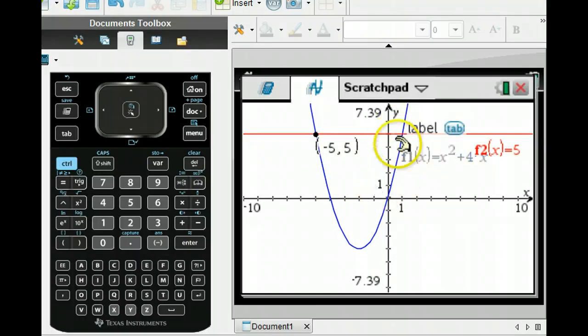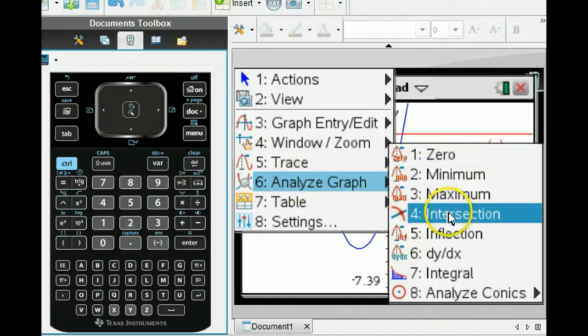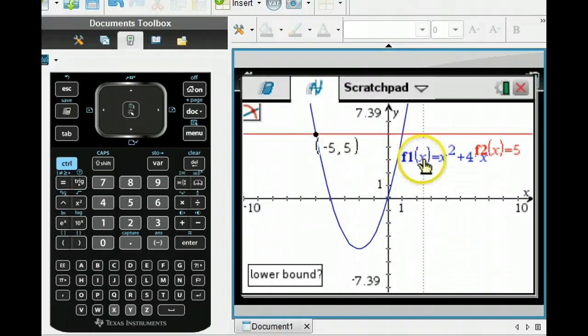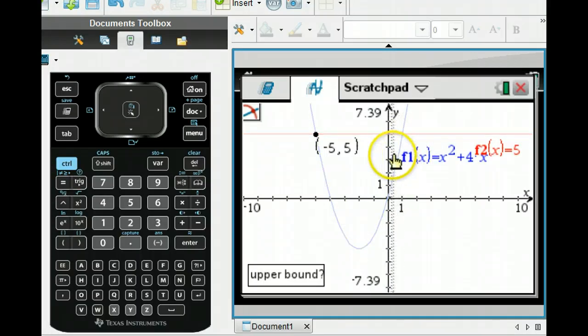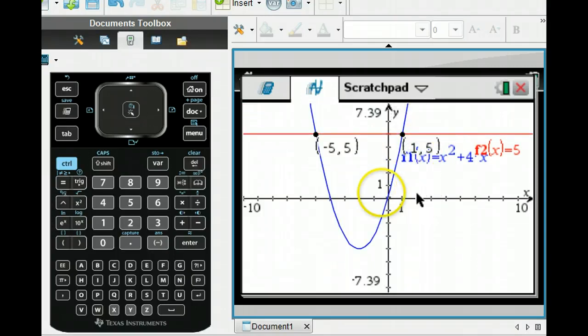Now I'm going to do the same process again, but for this one over here. So again, I'm going to go into Menu, Analyze Graph, and Intersection. So you go Menu, 6 is my option, then option number 4. Again, I just want to make sure that I cover the entire intersection point. The lower bound will be the one on the left-hand side. Then you drag it, and as soon as you drag it over, you see that intersection pop up, and it tells you exactly what that intersection is. As long as I have that in there, then I'm good. I can click it again, and it tells me. So my two intersections here are negative 5, 5, and 1, 5.